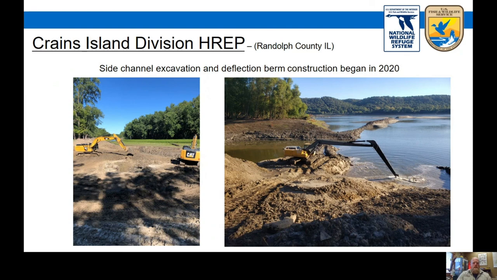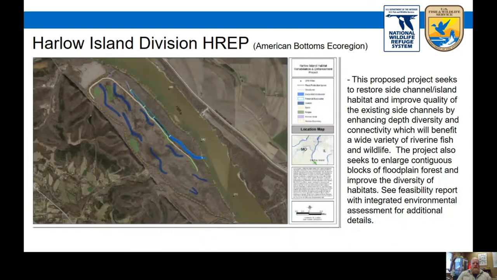There's also a Harlow Island Division HREP project in the wings. It's currently past the feasibility stage and has not started construction, but this project seeks to restore side channel habitat and improve quality of existing side channels. It also has a sediment deflection berm, just like Cranes Island, depicted in the map in that tan colored line. Also in the green are some elevated berms that are intended to raise the floodplain elevation to that 0 to 30 stage to allow for higher species richness and hard mast establishment.